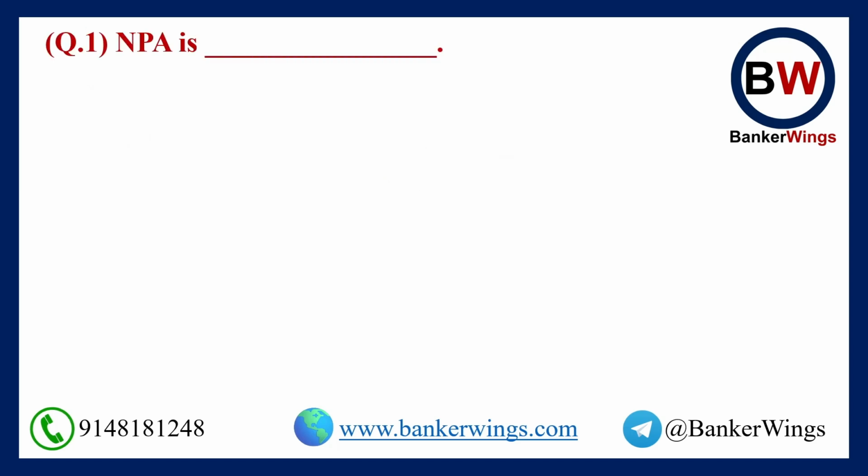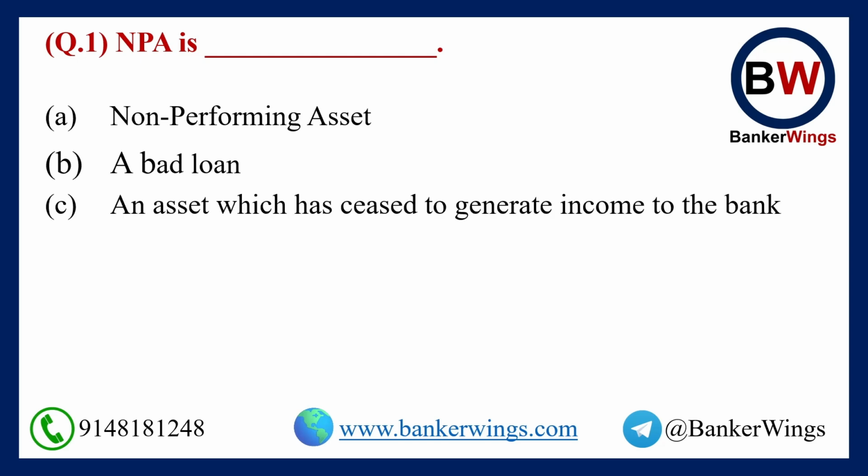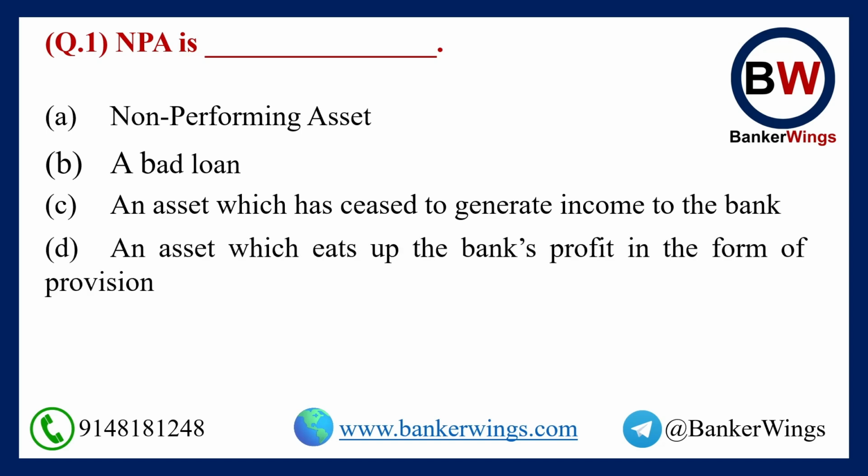Question 1. NPA is dash. Option A, non-performing asset. Option B, a bad loan. Option C, an asset which has ceased to generate income to the bank. Option D, an asset which eats up the bank's profit in the form of provision. Option E, all of the above. Here the answer is option E, all of the above.